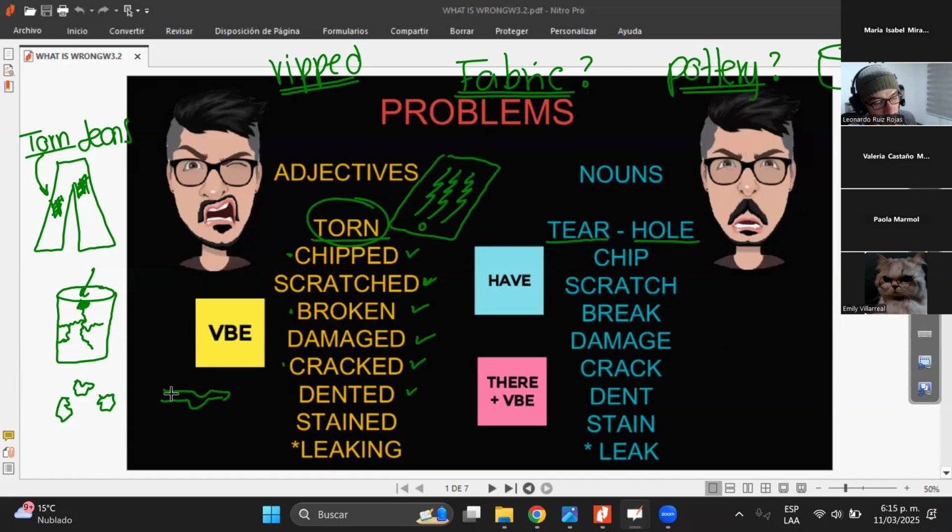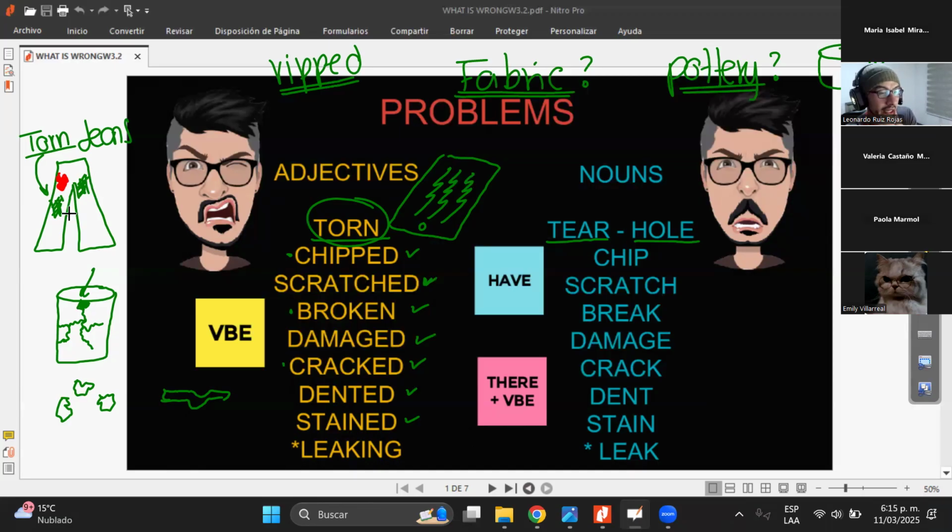Like you modify the form, okay? So especially with metallic objects. Stained, once again, with fabric, ready? But it is when it changes the color of something. For example, I have my jeans and I spill some blackberry juice. So I am going to have a red or a purple stain. Yeah. So the pants are going to be stained.